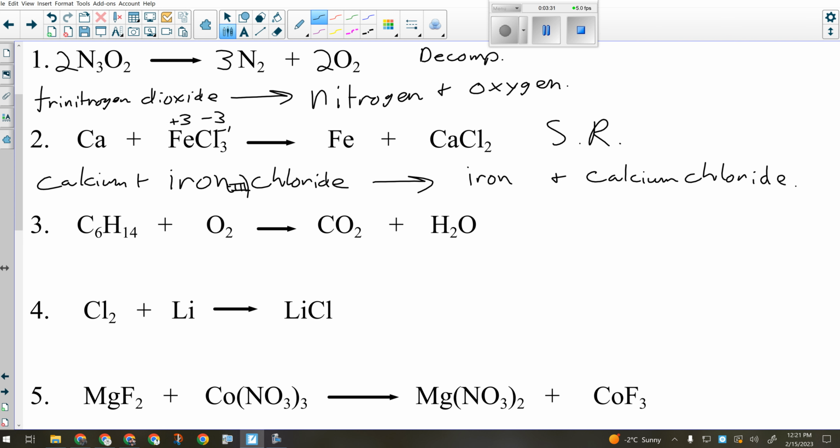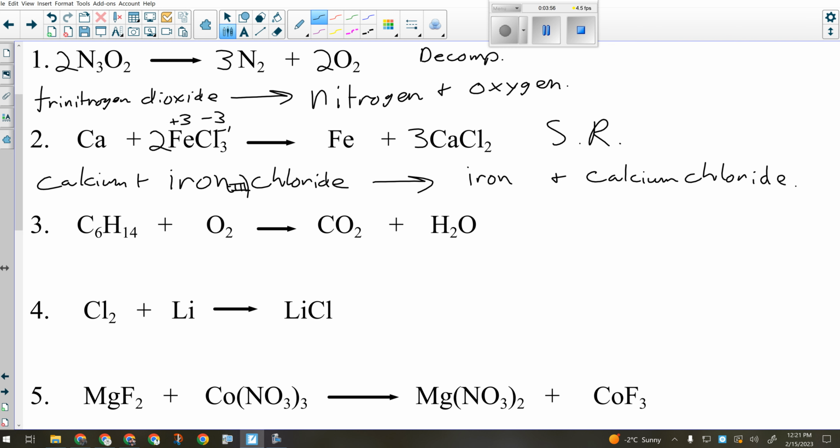There's only one thing out of balance right now. What is it? Right now, there's 1 iron on both sides, but the thing iron's attached to is out of balance. Chlorine is out of balance, right? There's 3 chlorines on this side and 2 on that side. So just like the last one, the lowest common multiple is 6. So 2 times 3 is 6. 3 times 2 is 6.